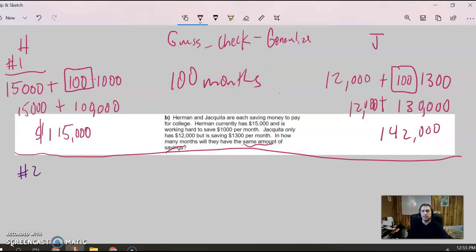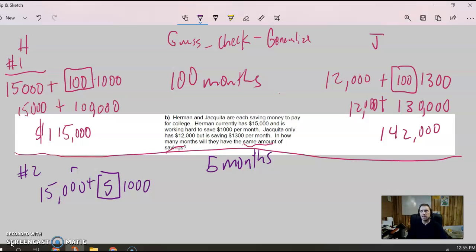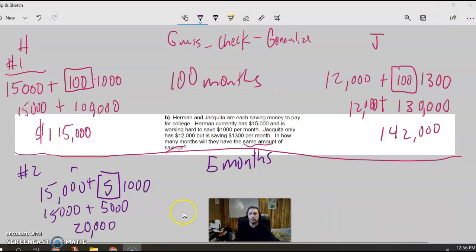So guess number 2, let's say something lower. Let's just say 5 months. Okay, so then we have 15,000. How do we find what 5 months does? It's 5 times 1,000. So we get 15,000 plus 5,000, and that gives us 20,000. Okay, let me move my face out of the way.